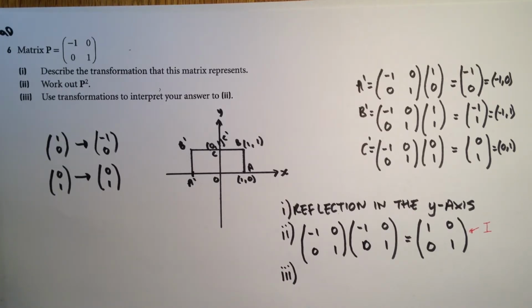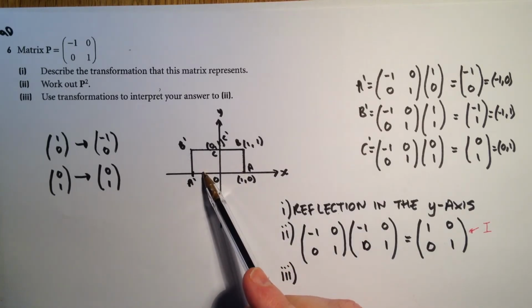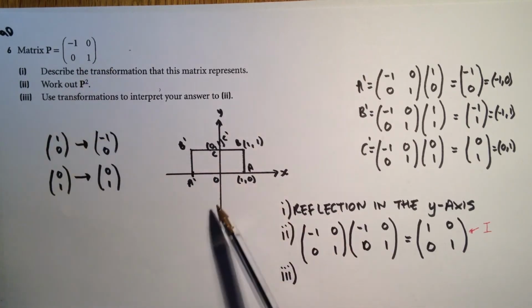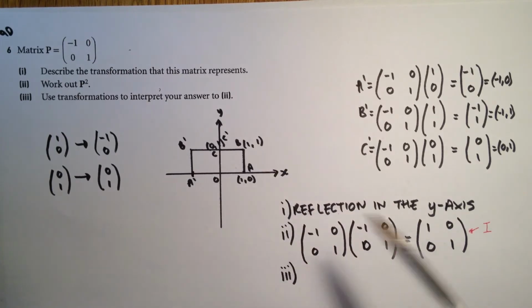And if you think about it, if you're going to do a reflection in the y-axis from here to here, and then you're going to reflect in the y-axis again, which is what this matrix does, you're going to reflect back to here. So you're going to get back to the original point, which is why we've ended up with the identity matrix, meaning that we've got back to the start.